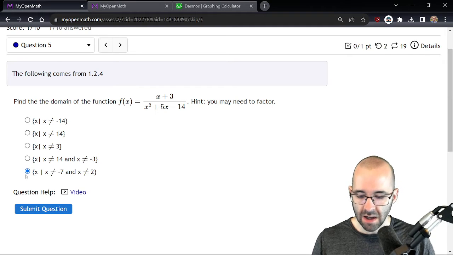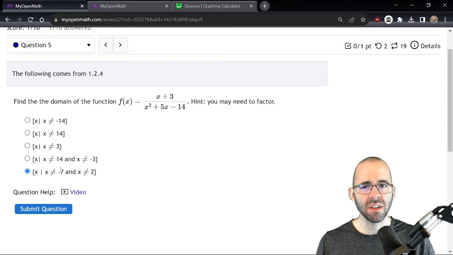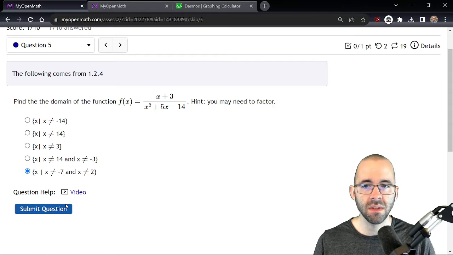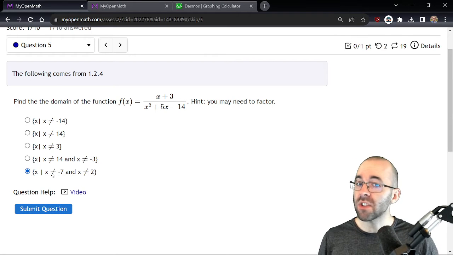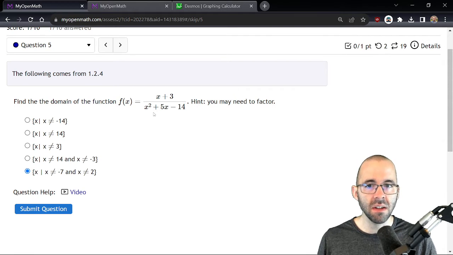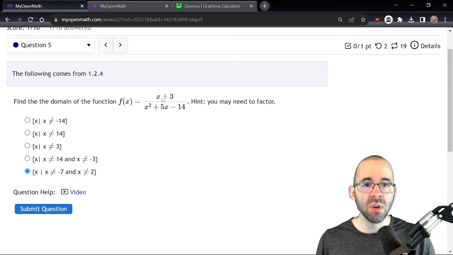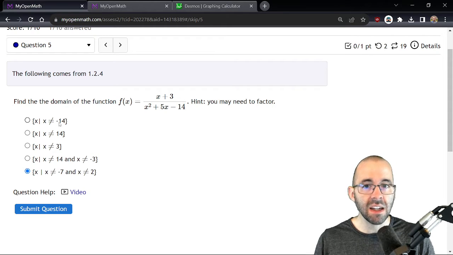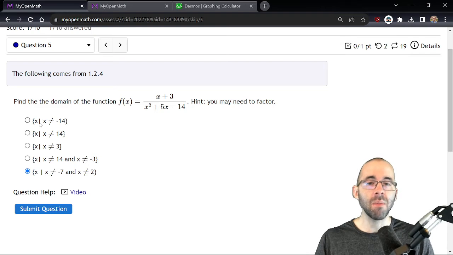Again, this notation is not super important for this class. But you can see that, oh, it says x is not equal to -7 and x is not equal to 2. All right. And if it's multiple choice, you can also just kind of try some of these out. Can we plug in x equals -14? And if you plug in -14, you will get an answer. So that can't be the right choice because -14 is in the domain. Domain is all the numbers that we can plug in.